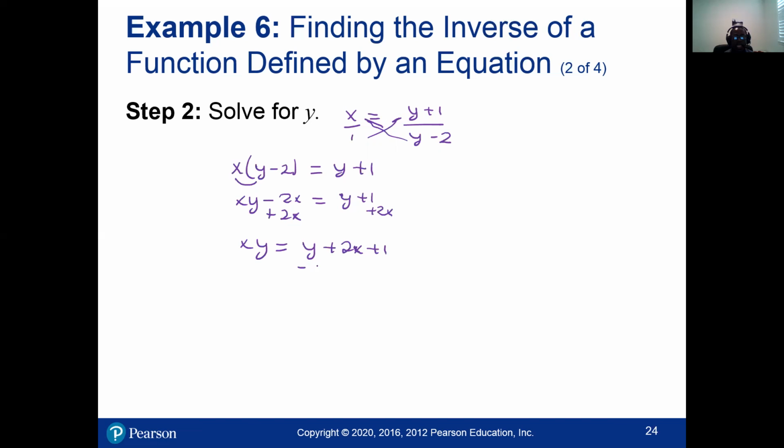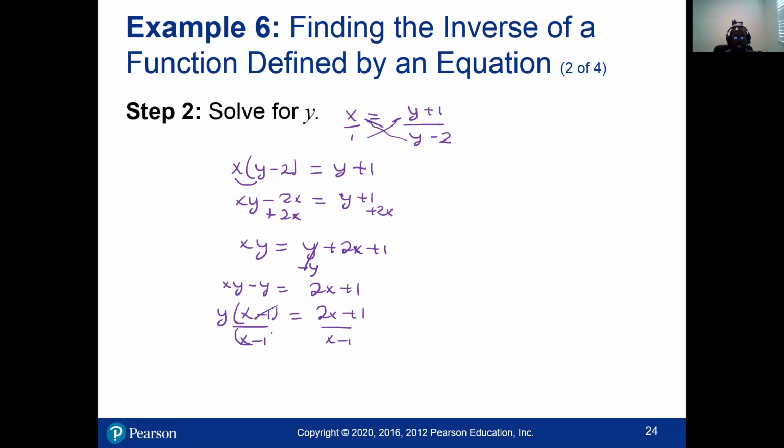Then I subtract y from both sides. So this gives me xy minus y. Okay, that cancels out. And we have 2x plus 1. Then if you look at the left-hand side, we can factor out y. And that gives me y times x minus 1, that's 2x plus 1. Then we divide both sides by x minus 1.